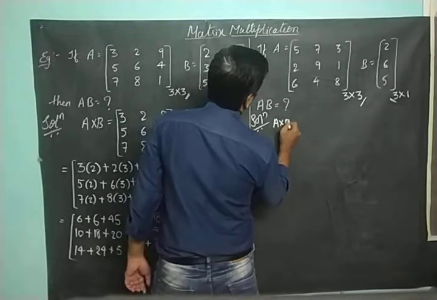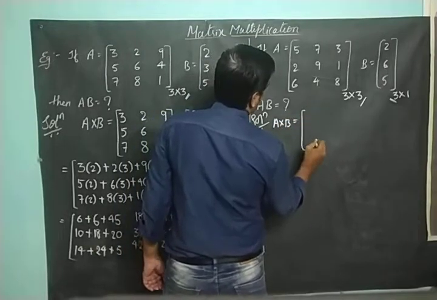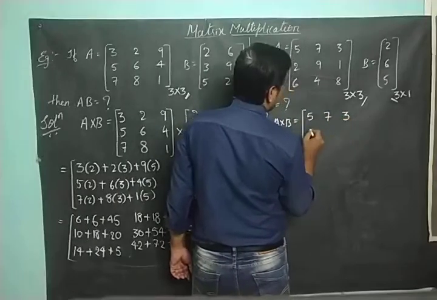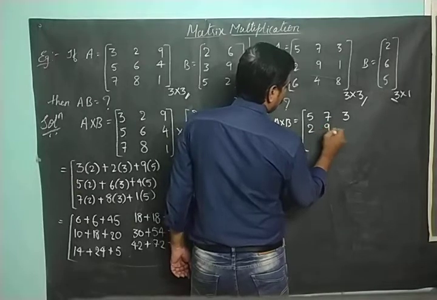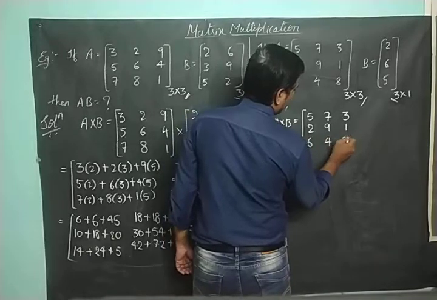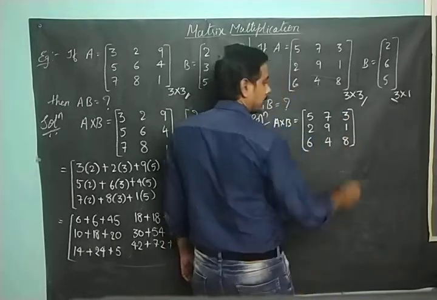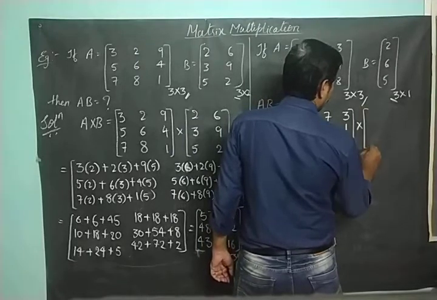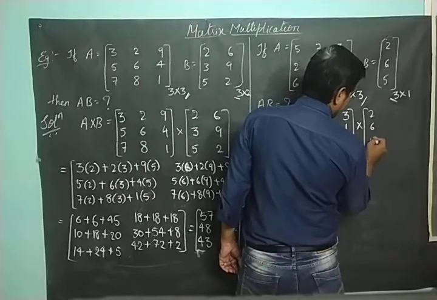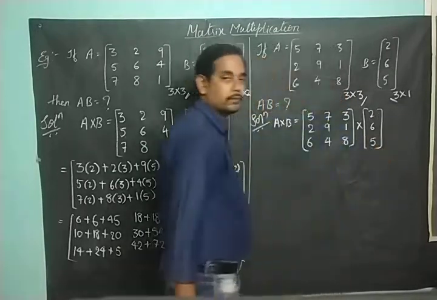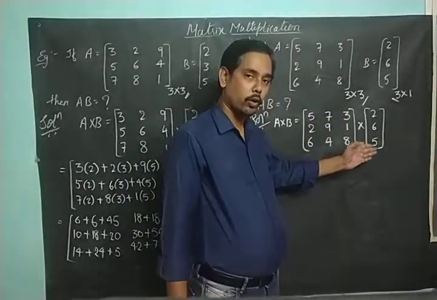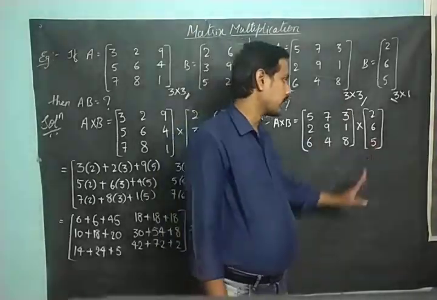A into B can be written as 5, 7, 3, 2, 9, 1, 6, 4, 8 into 2, 6, 5. Okay. So now as we know, each row should be multiplied with each column. Here we have only one column, so it will be multiplied with only this column.